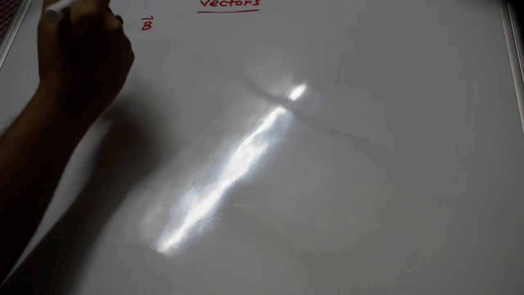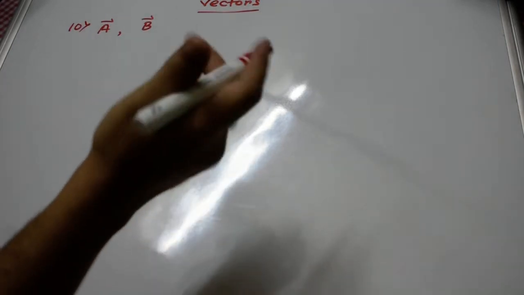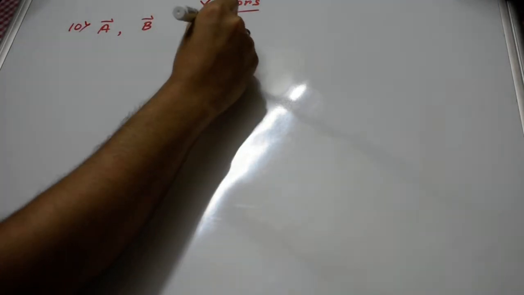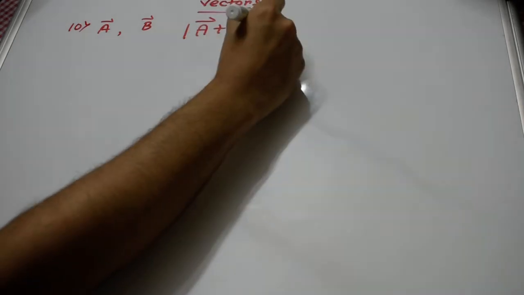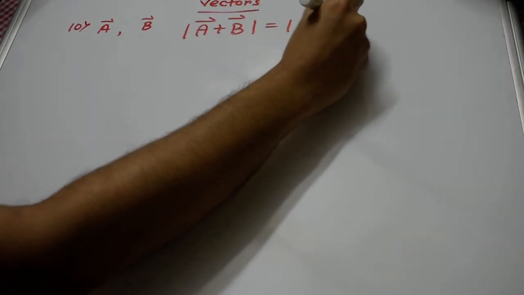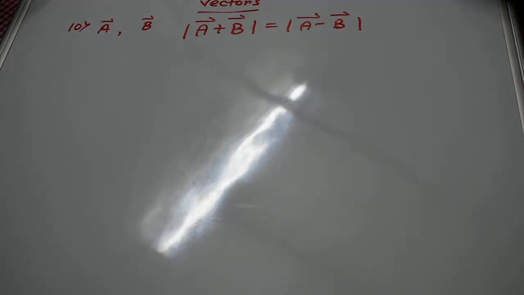So let us solve a few more numericals on this topic of vectors. This particular numerical is example number 10 of my book. The question says that there are two vectors, vector A and vector B, and the given information is that the sum and the difference of the two vectors are equal in magnitude. So the magnitude of the sum of the vectors is equal to the magnitude of the difference of the vectors.